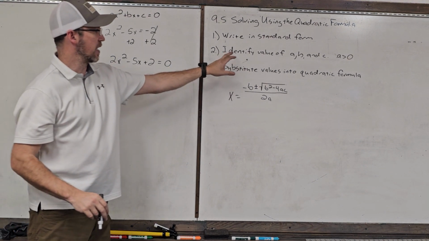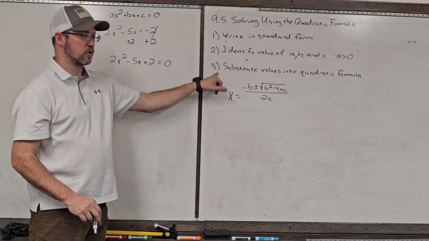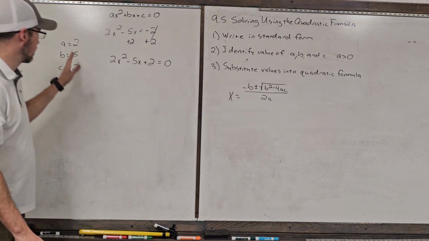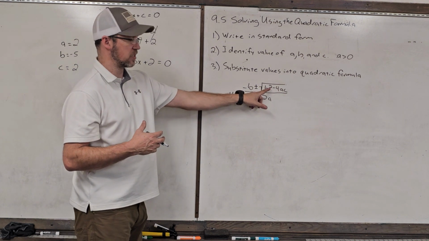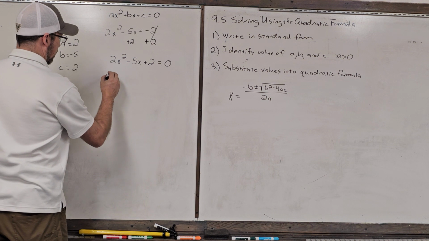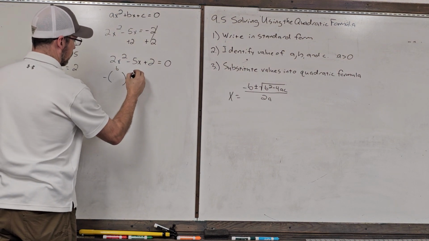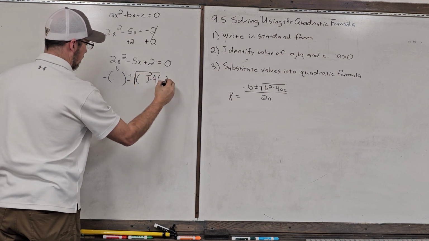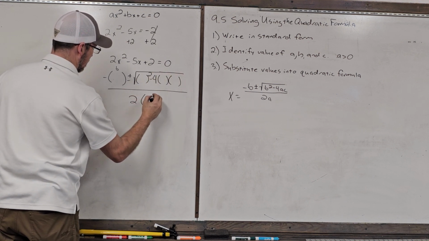So I've identified the values of a, b, and c, making sure that a is positive. Step 3 is to substitute those values into the quadratic formula. So I'm going to take this formula and rewrite it using these values. The way I generally do it, I do this so I don't accidentally mess up on my squaring of b. I always rewrite it as negative b, plus or minus the square root of b squared minus 4 times a times c, all over 2 times a.